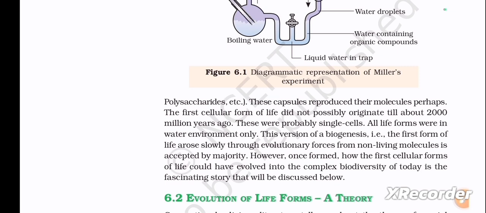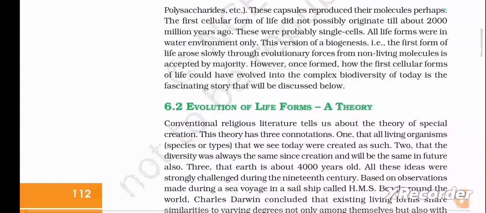These were probably single cells. All life forms were in water environment only. This version of abiogenesis, that is, the first form of life arose slowly through evolutionary forces from non-living molecules, is accepted by the majority. However, once formed, how the first cellular forms of life could have evolved into the complex biodiversity of today is the fascinating story that will be discussed below.